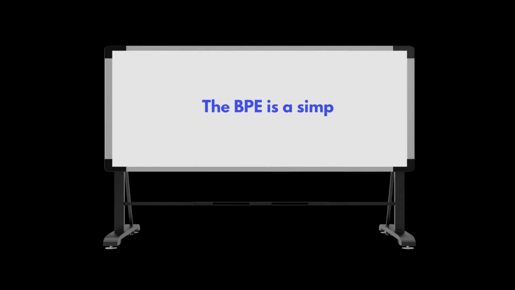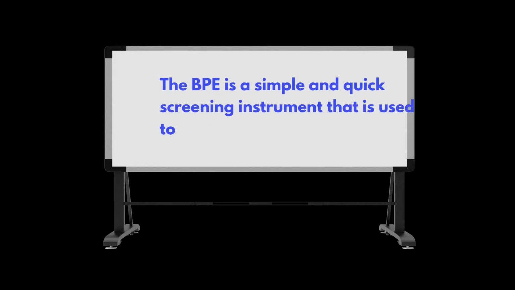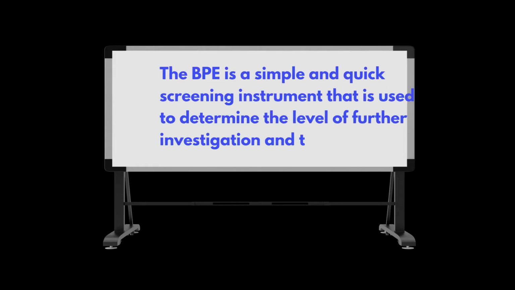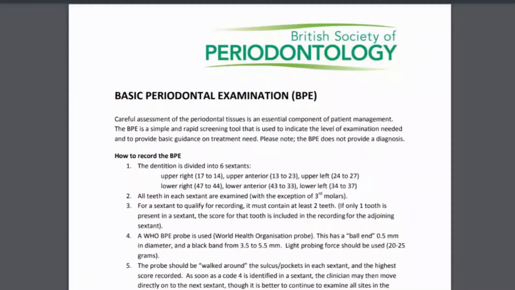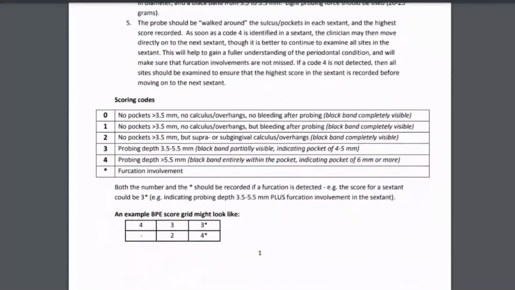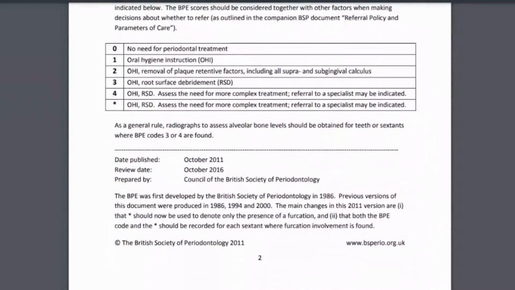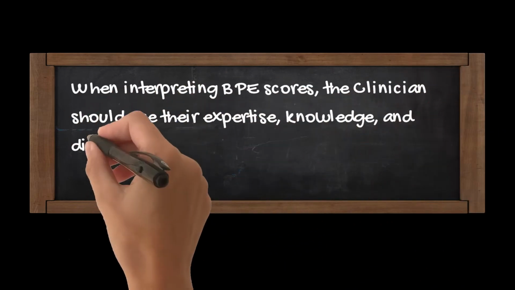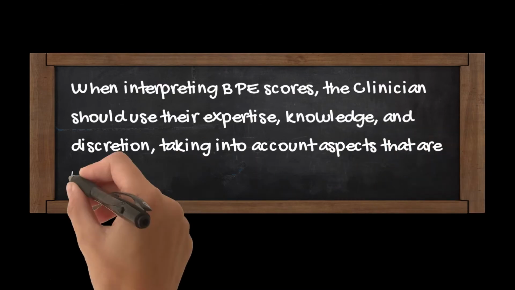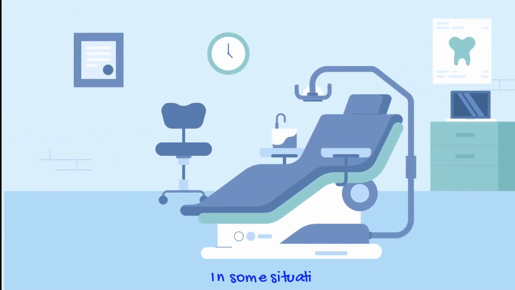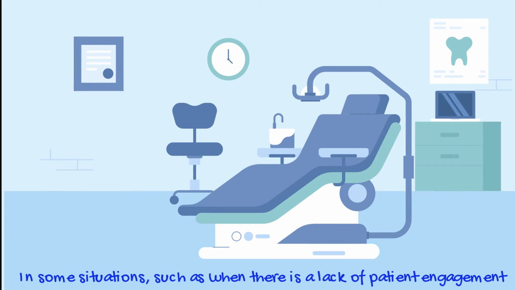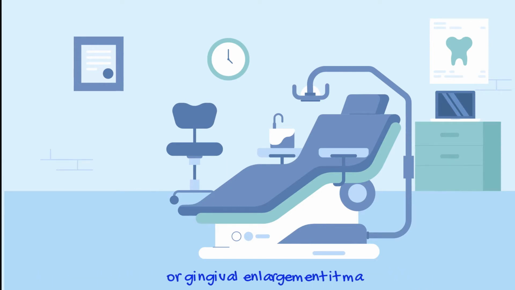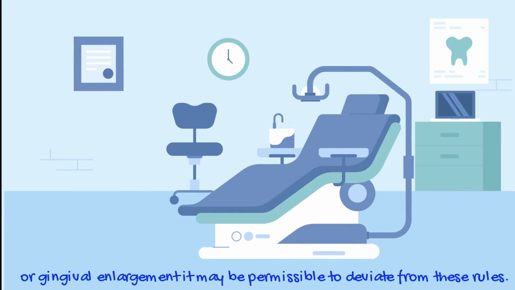The BPE is a simple and quick screening instrument that is used to determine the level of further investigation and treatment that is required. These BPE guidelines are not prescriptive, but they do constitute a basic level of care for periodontal evaluation. BPE should only be used for screening purposes and not for diagnosis. When interpreting BPE scores, the clinician should use their expertise, knowledge and discretion, taking into account aspects that are unique to each patient. In some situations, such as when there's a lack of patient engagement or false pocketing, it may be permissible to deviate from these rules.